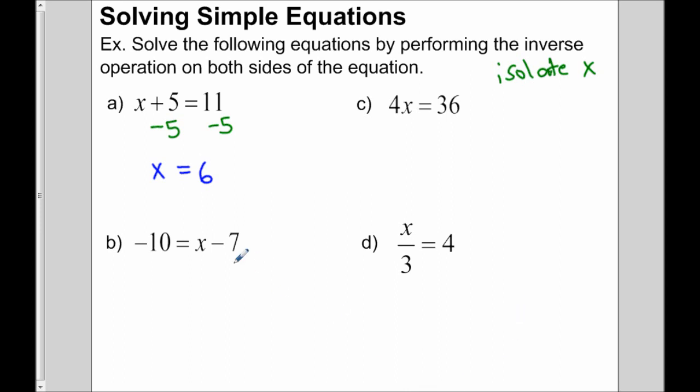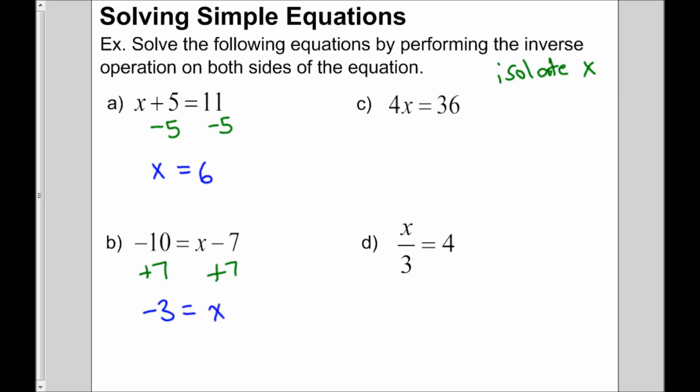Here, though, x is on the right side. No problem. I notice that there's this minus 7. So I'm going to add 7 to both sides, because that's the rule. Right? So negative 10 plus 7 is negative 3, and that is equal to x.